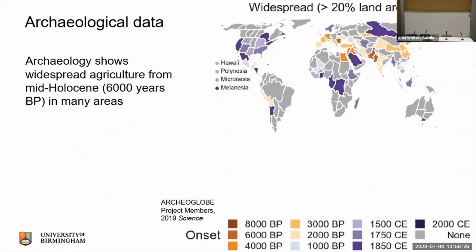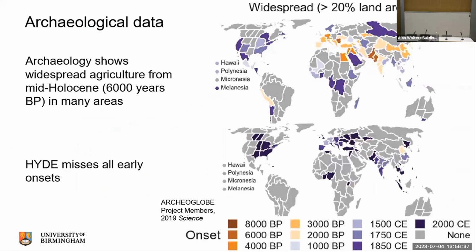There's also archaeological data. This is a quite nice paper that came out a few years ago looking at a global compilation of archaeological findings and relating that to land use in some way. What you can see in the archaeological data is pretty good evidence across much of Europe, Southeast Asia, and the Fertile Crescent for widespread, more than 20% fractional land use area from about 3,000, 4,000, 5,000 years ago.